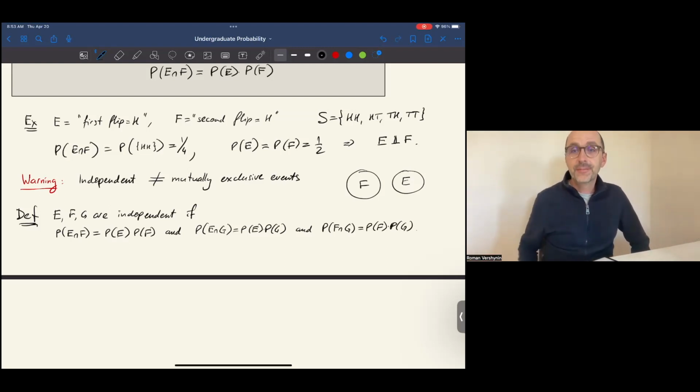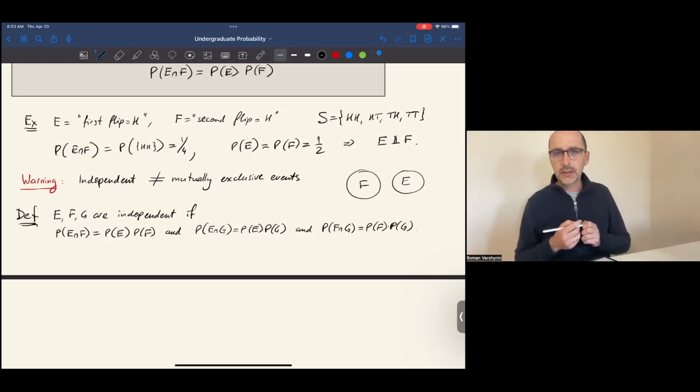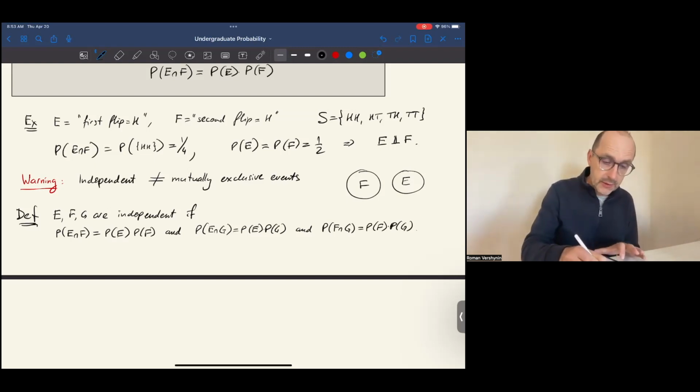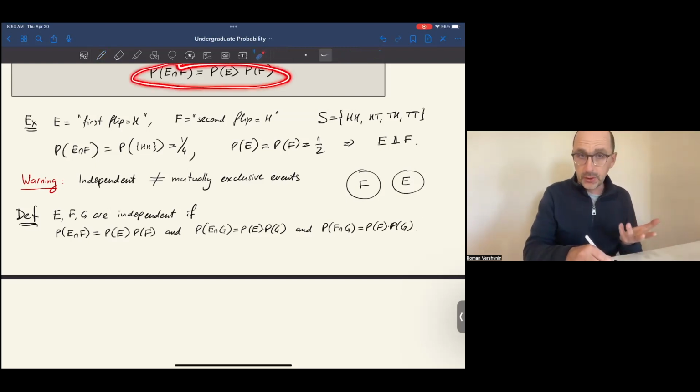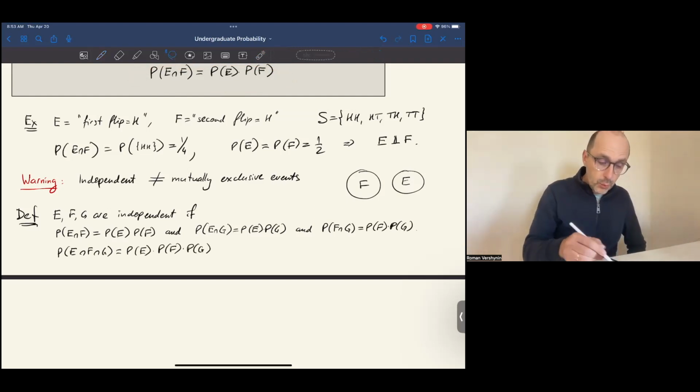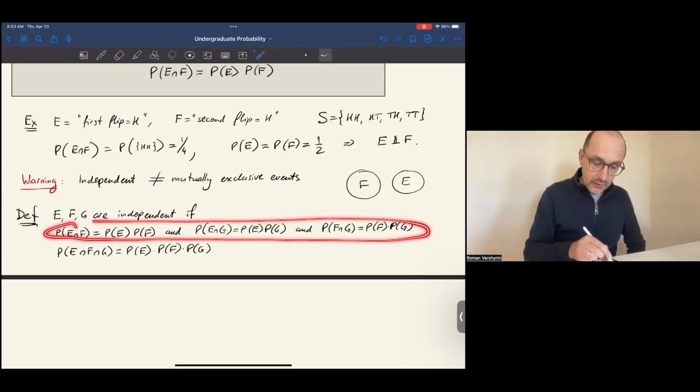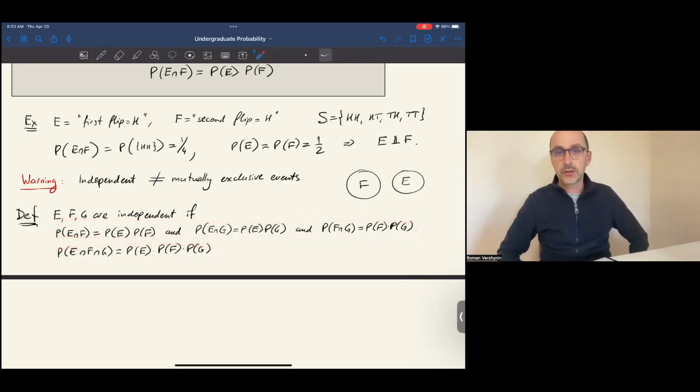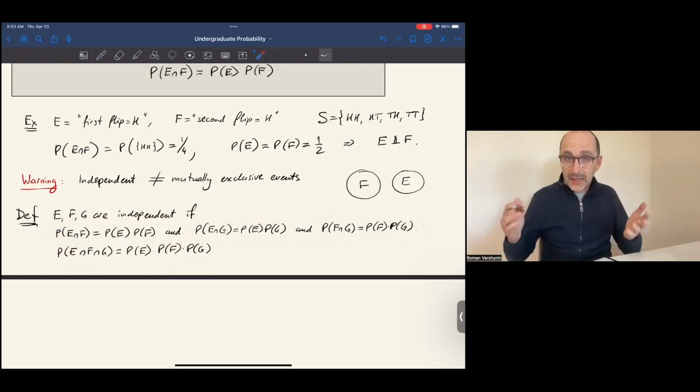An alternative candidate for the definition of independence of three events would be to say that an analog of this formula holds for three events, which means that P of E intersection F intersection G equals the product P of E, P of F, and P of G. So which of the two candidates should we take as a definition for independence? The answer is we should take both of them.